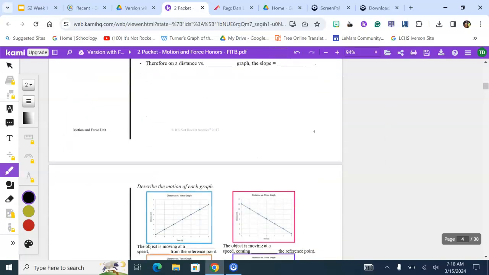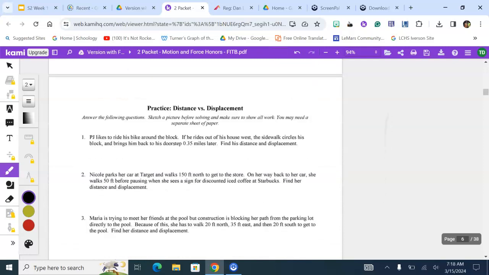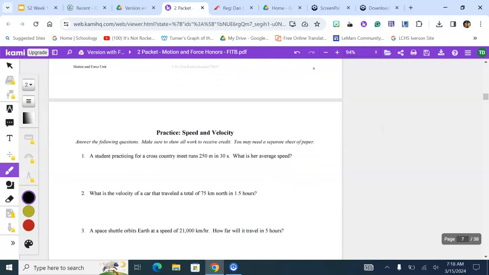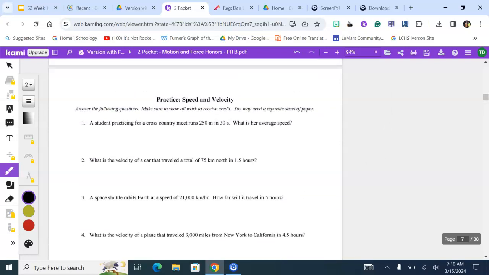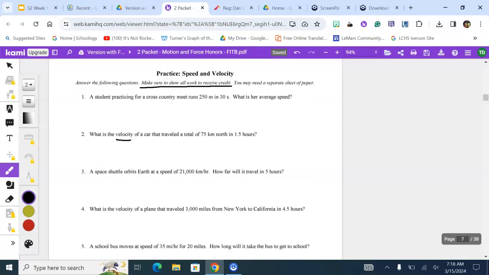Now, your assignment is to go to your activity packet and go to page 7. And page 7 has some practice problems. Make sure to show all your work to receive credit. You're not going to need a separate piece of paper. Remember that velocity is speed in a direction. I'm just going to show you what you're going to need to do for all 4 points here.